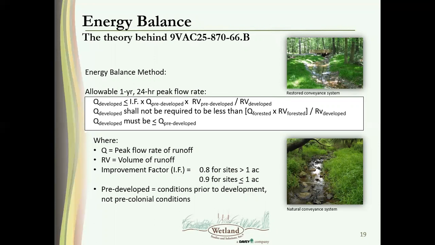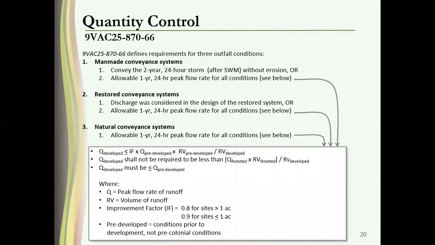And we have the improvement factor, again, based on your site size. 1 acre, again, is your tipping point. So it's either an improvement factor of 0.9, that would be essentially your 10% improvement. Or if you're above an acre, it's 0.8, that's your 20% improvement. So you can sort of see the parallels there.